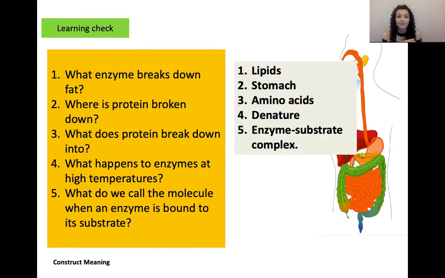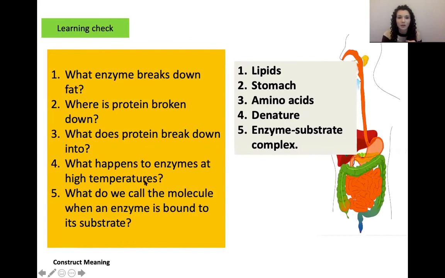Fantastic, well done. So the enzyme that breaks down fats or lipids is called, well, that should be lipase. That's a mistake there, should be lipase. Because remember, all enzymes have got that A's sound at the end. So there's one I put in just to trick you, to see if you remember that A's sound at the end of any enzyme. Where is protein broken down? That's the stomach. What does protein break down into? Breaks down into amino acids, those tiny molecules that are the building blocks of proteins.